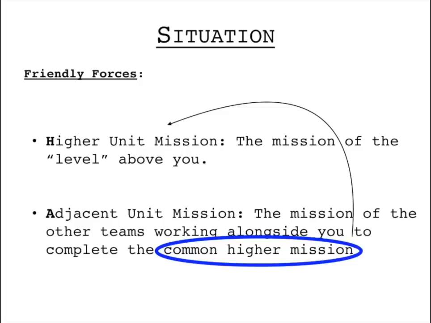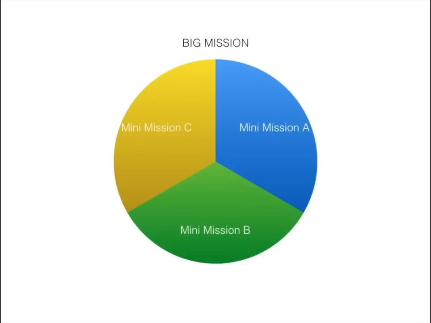Let me expand a bit on this. Let's say there are three parts to the puzzle, the big mission. Part A, part B, and part C. Each fire team has one part. I call these parts mini missions, and they all work together to accomplish the big mission. So if your fire team is in charge of mini mission A, you can't accomplish the big mission alone, because you also need someone else to do mini mission B and mini mission C.